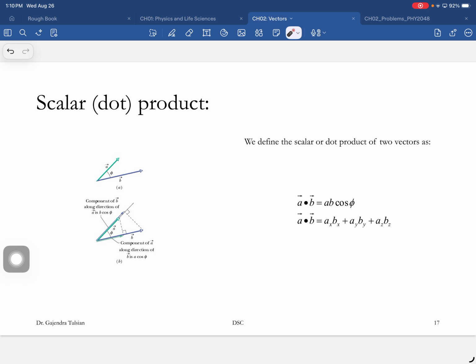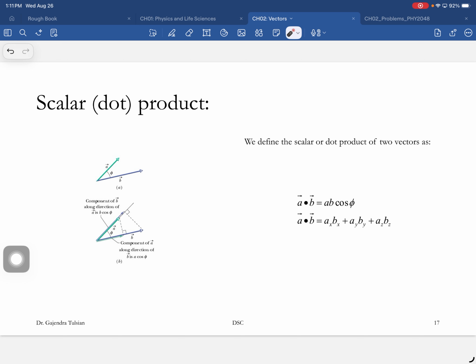So the first one is called a dot product, or also a scalar product. Why do you think it's called a scalar product? It turns out that the answer is a scalar. So you're taking two vectors, you multiply them, and the answer will be a scalar. You're taking two complicated objects and getting a simpler object.